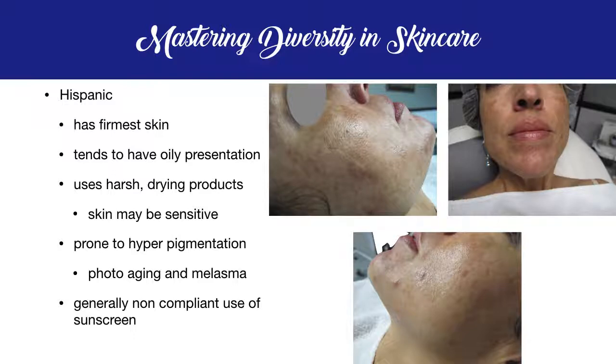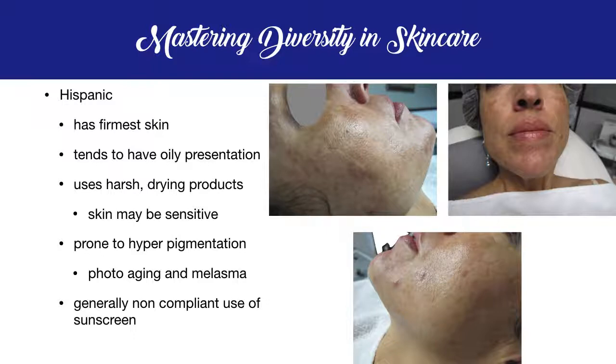And looking at these photos, this is the model that we're going to talk about for the next 2 or 3 emails. The model is Hispanic, and here are a few known facts of Hispanic skin types and their common skin conditions. First of all, Hispanics have the firmest skin of all ethnic groups. They tend to be quite oily in their presentation, and that's because they tend to use very harsh drying products because really they're trying to get rid of all the oiliness, but in the long run, it produces a sensitive skin.